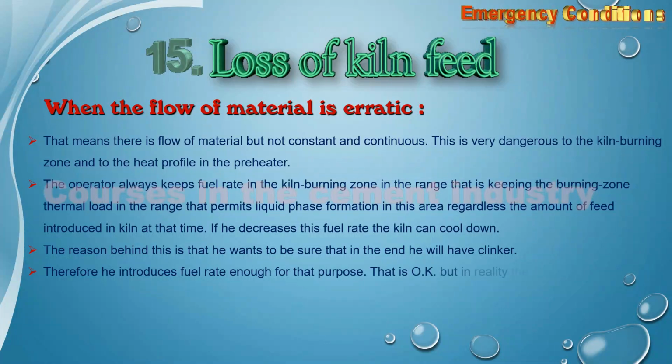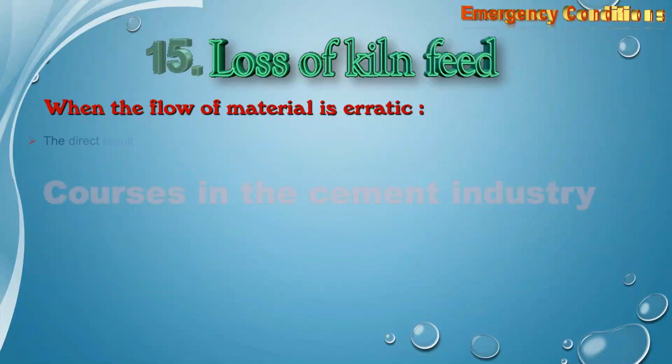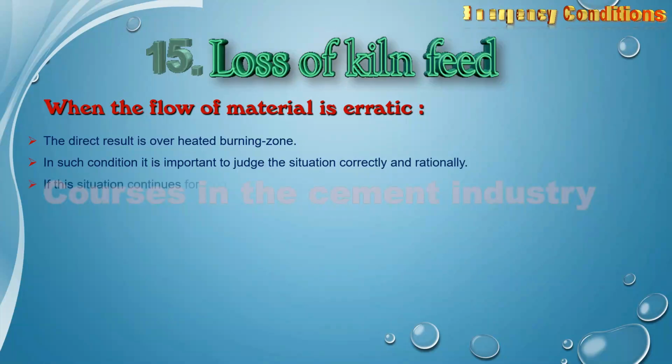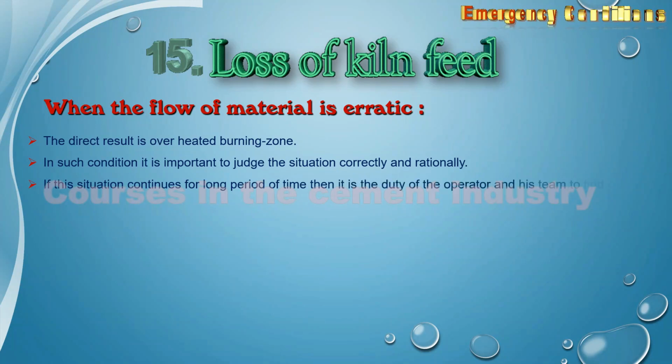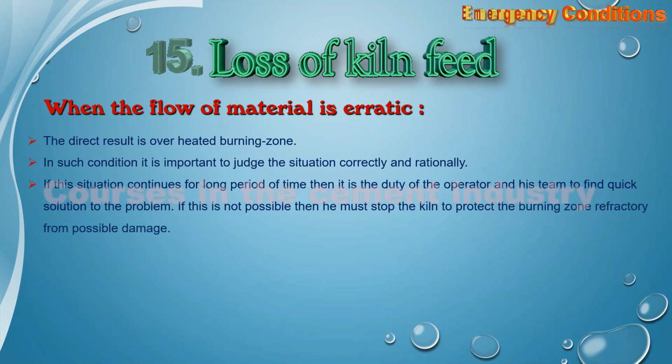That is okay, but in reality the kiln is overheated, since the kiln will face intermittent shortage of feed due to unstable and changeable feed rate. The direct result is an overheated burning zone. In such conditions it is important to judge the situation correctly and rationally. If this situation continues for a long period of time, then it is the duty of the operator and his team to find a quick solution to the problem. If this is not possible, then he must stop the kiln to protect the burning zone refractory from possible damage.